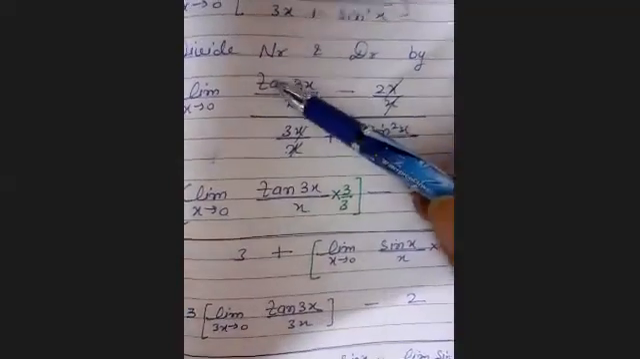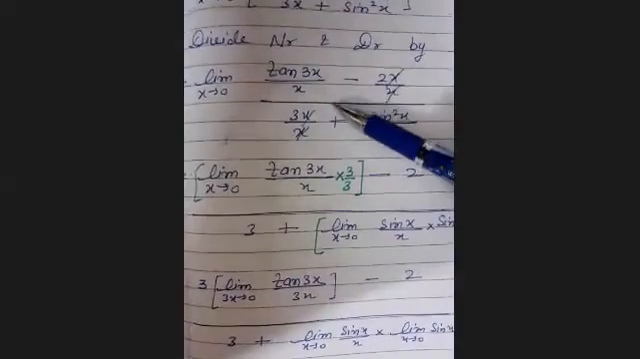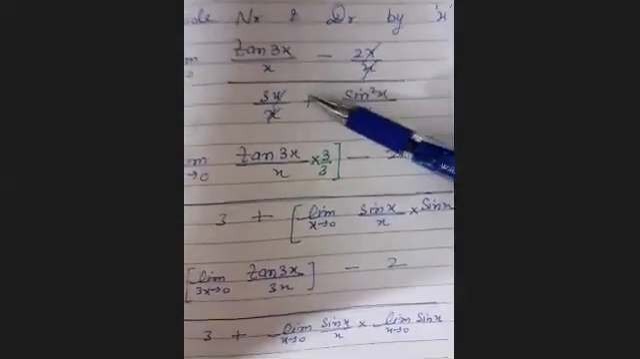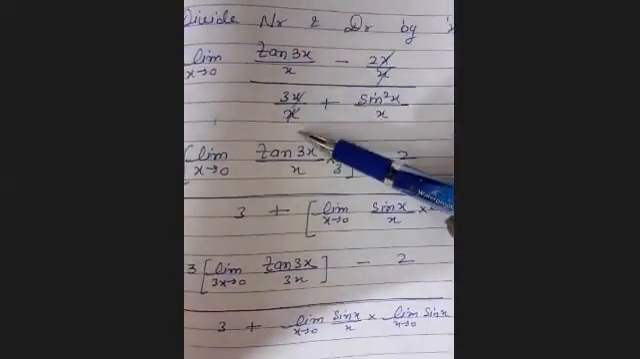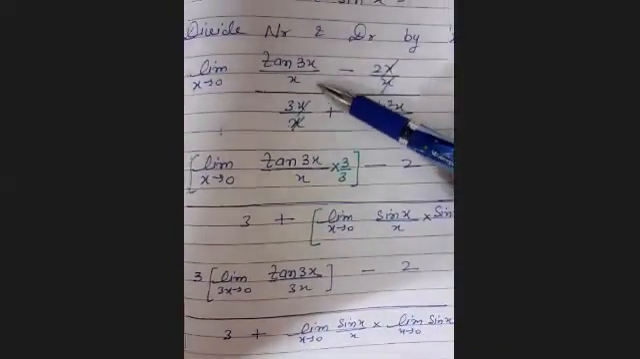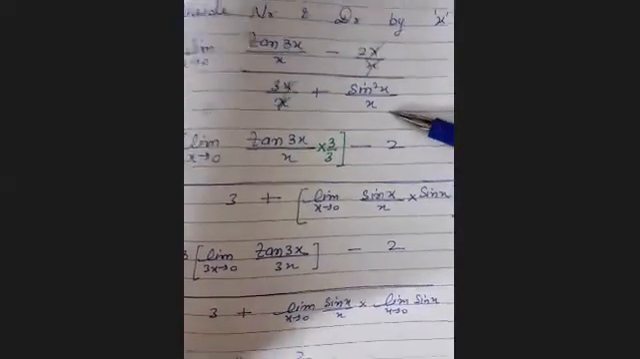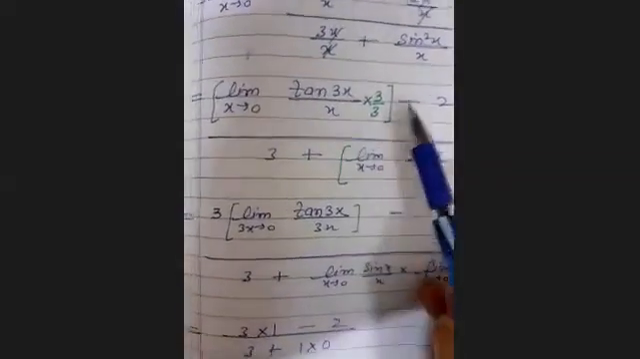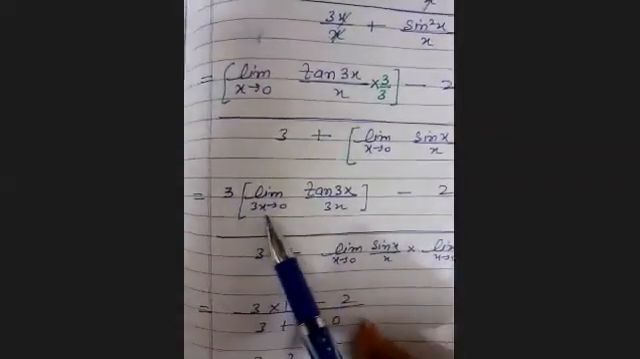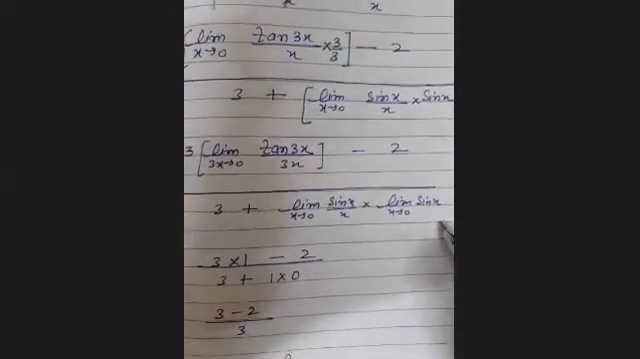Again, we are dividing numerator and denominator by x. By dividing it, we are getting tan 3x upon x minus 2x upon x, 3x upon x plus sin square x upon x. x cancels, x cancels. Here for applying this limit, we require 3 here, and that's why we are multiplying and dividing by 3. And here we are separating sin square x as sin x upon x and sin x, and separating the limit also. This 3 we are taking out from the limit and changing the limit, and similarly we are separating the limit with these two terms.